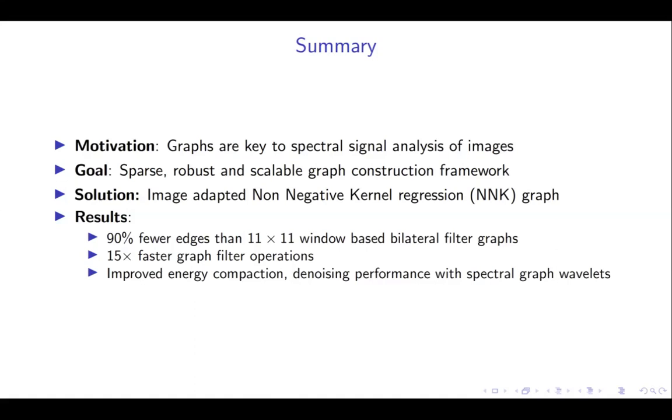For example, our proposed graph construction framework produces a 90% reduction in edges compared to a standard 11 by 11 window-based graph. This consequently speeds up graph filtering operations by a factor of at least 15. We show experimentally that NNK image graphs are indeed better representations. We observe improved energy compaction and better denoising performance using spectral graph wavelets and our graph framework.